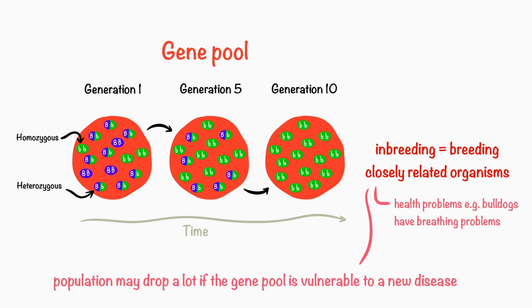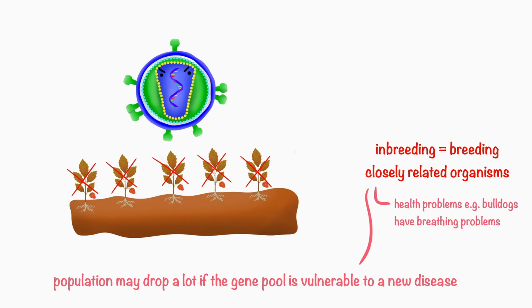There can also be serious issues if a new disease appears. Because there's not much variation in the population and all the stock are closely related to each other, if one of them is going to be killed by a new disease, the others are likely to succumb to it too.